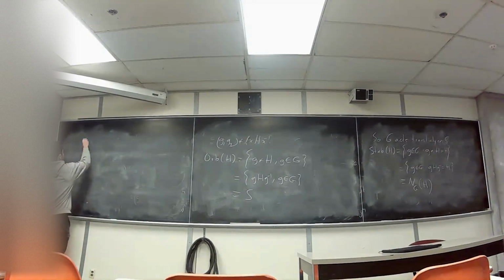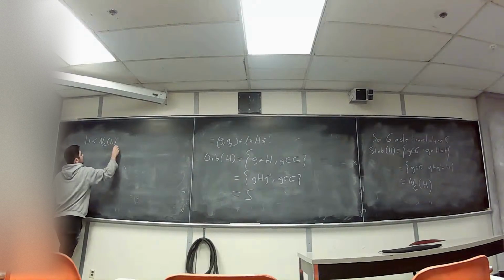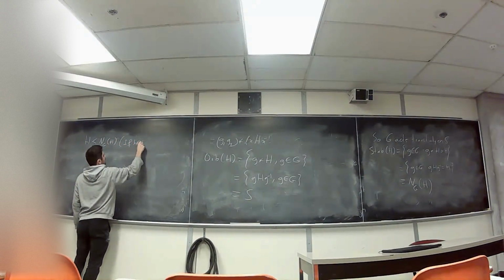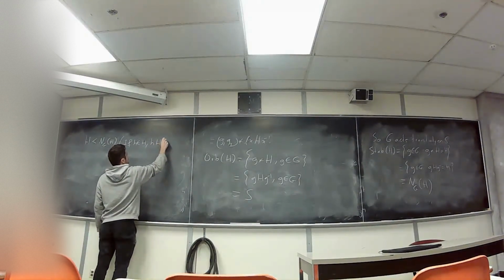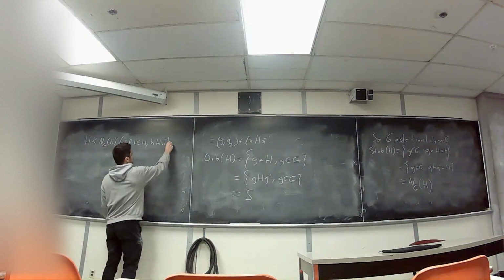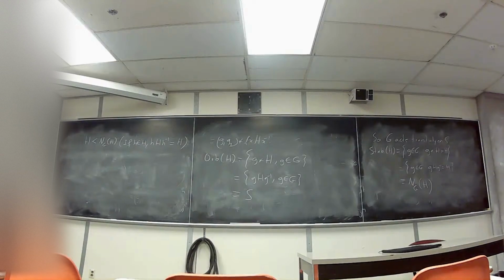So H is a subgroup of N_G(H). Why is that? If h belongs to H, then what is h inverse? It's in H. So h belongs to N_G(H).